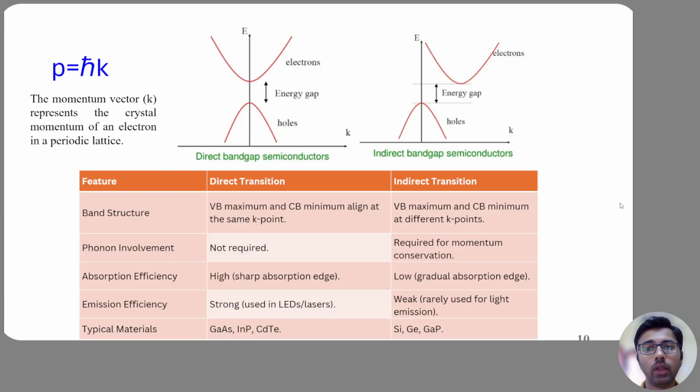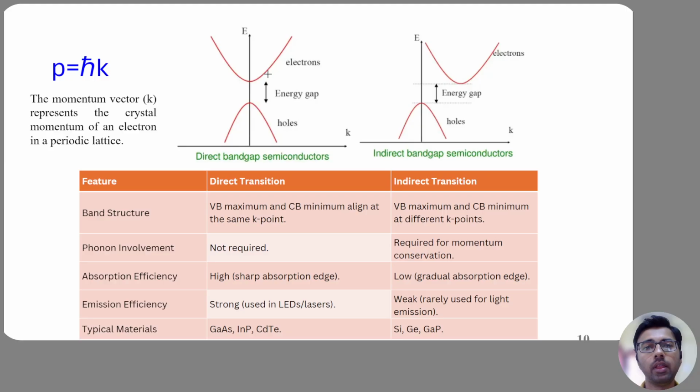Welcome to lecture 4. Today we will explore one of the most important concepts in material science, the difference between direct and indirect bandgap semiconductors. This concept is not only theoretical, it directly determines whether a material can be used to build lasers, light emitting diodes, that is LEDs, or solar cells.